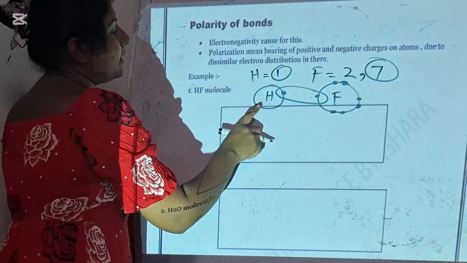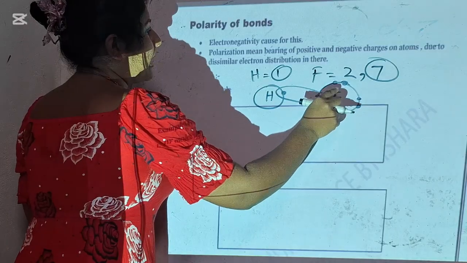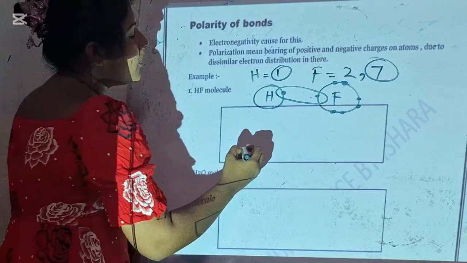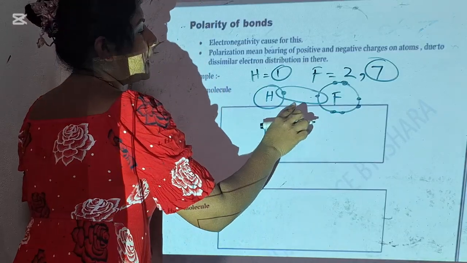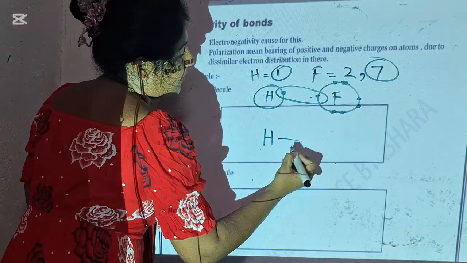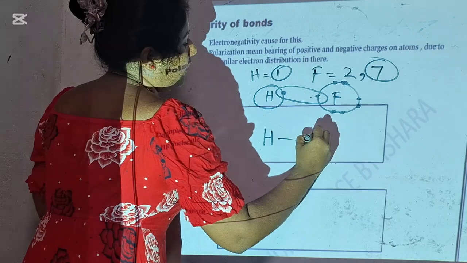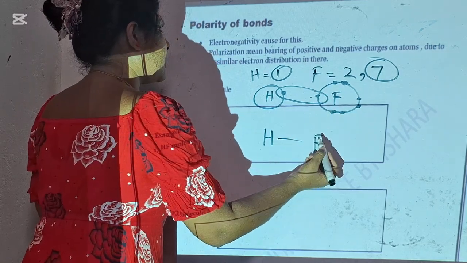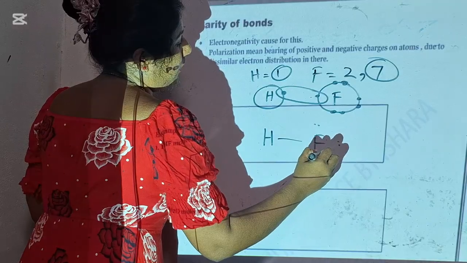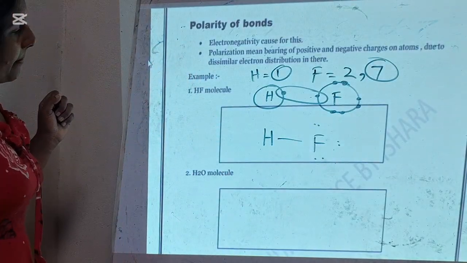Now look at what happened. Around hydrogen, 1, 2 electrons. Around fluorine, 1, 2, 3, 4, 5, 6, 7, 8. So how do we draw it? H, as I told you, take the 2 electrons of the bond as a dash in the Lewis structure. Then around fluorine, the outermost shell non-bonded electrons: 1, 2, 3, 4, 5, 6. These six are the lone pairs there.